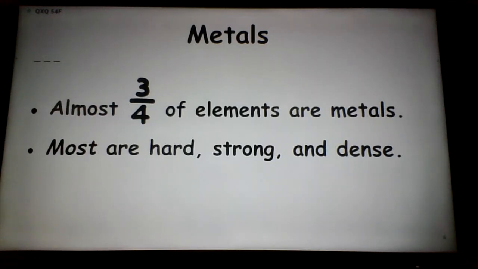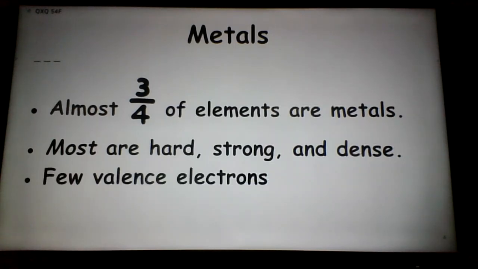Okay, just what you mean by hard and strong and dense, well, they're difficult to break apart, although some are softer than others. Sodium is actually a fairly soft metal that can be cut fairly easily with a sharp knife. Gold, pure gold, that's actually much softer than many people believe. Dense means there's a whole lot of material in a small amount of space, and so metals are very likely to sink in most fluids.